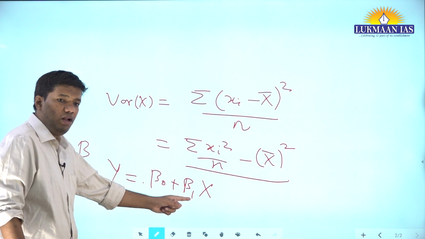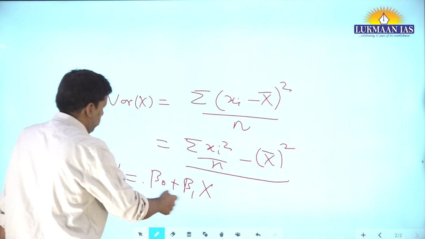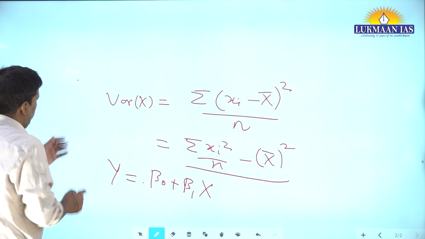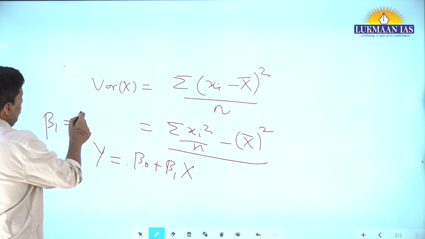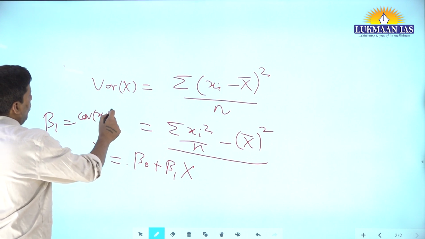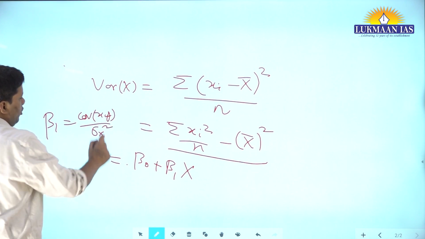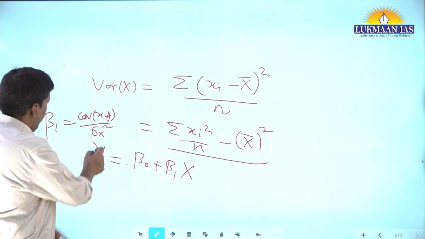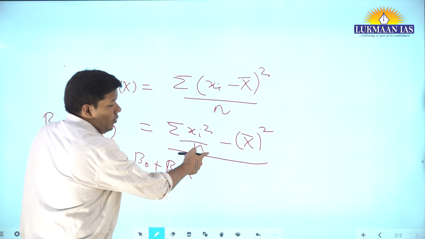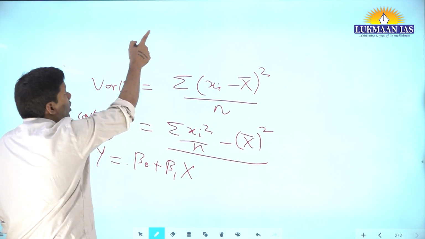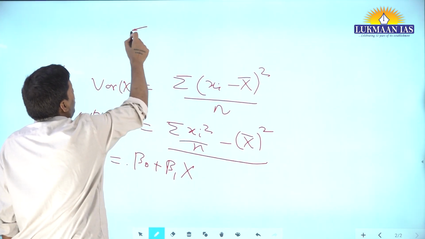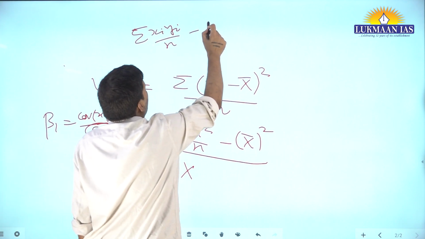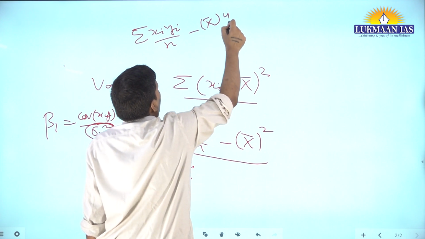This is the independent variable, and this is your regression equation. You have to calculate the slope. So how do you calculate beta 1? Covariance of x, y upon sigma x square. So when calculating covariance or variance, you will use this formula most of the time. Similarly for covariance, which formula will you use? This one: xi yi upon n minus x bar into y bar.